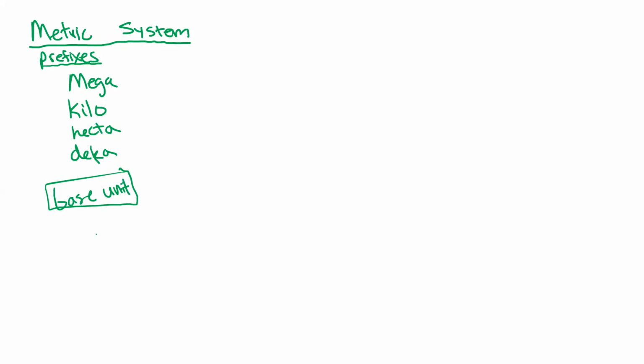The base unit is just basically saying what the unit you're actually talking about is. And then the other prefixes are deci, centi, milli, micro, nano, pico, femto. Okay, good so far?